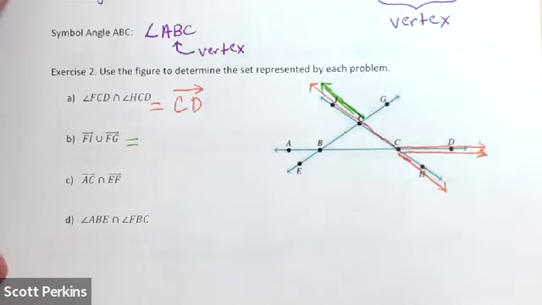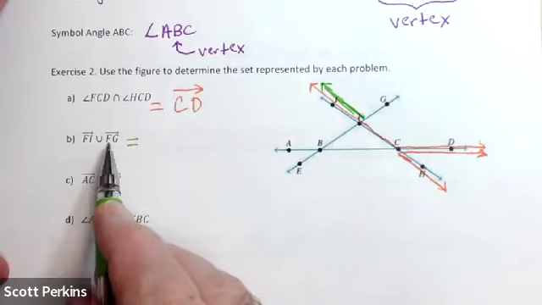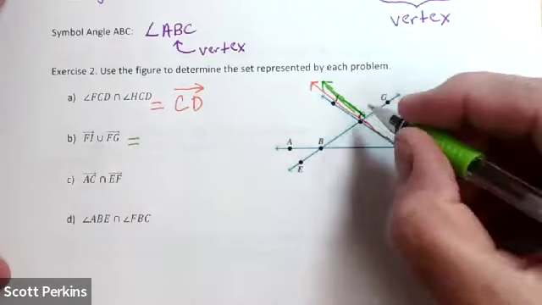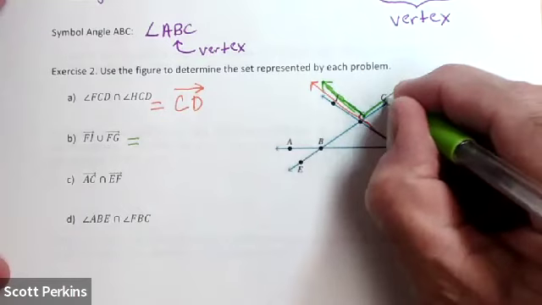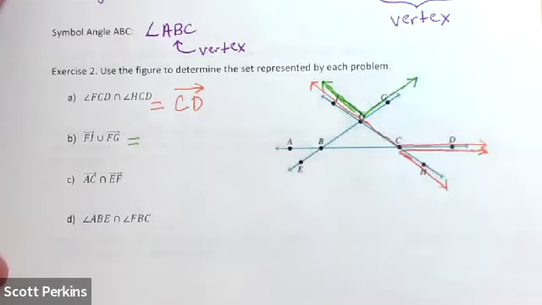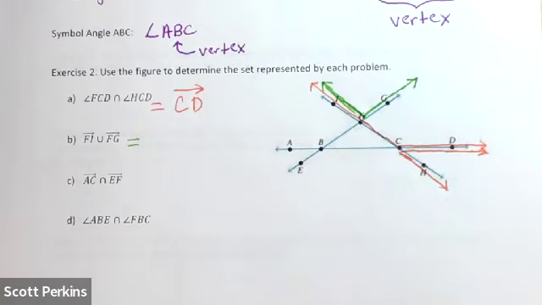Would everybody agree with that? Okay, and then I've got ray FG. That's the ray that starts at F and goes in the direction of G. So that's this ray right here. So I have two rays that start from a common point. What is the resulting figure called?